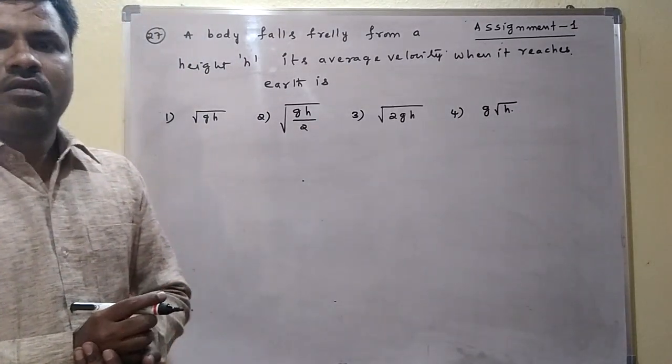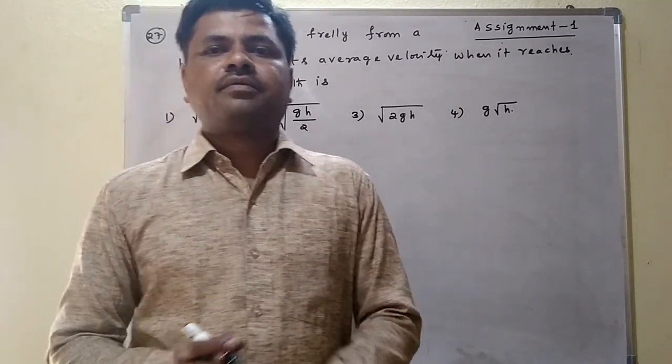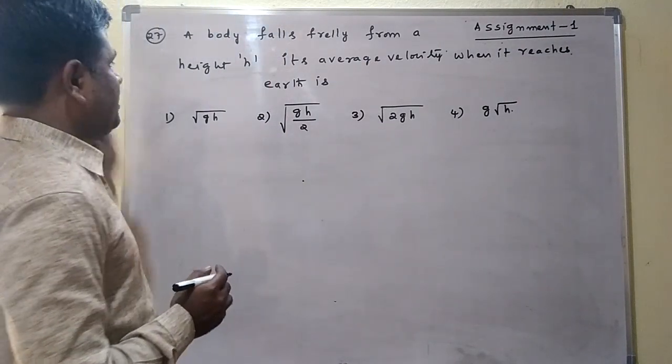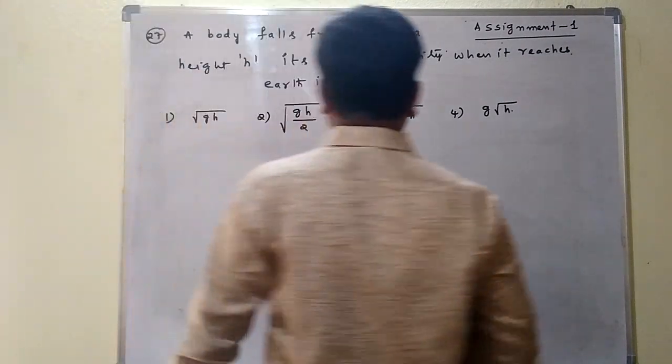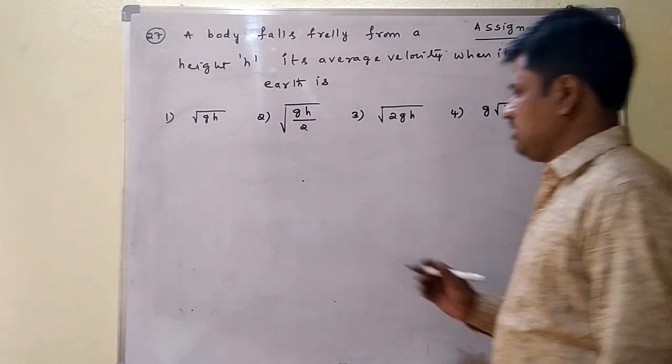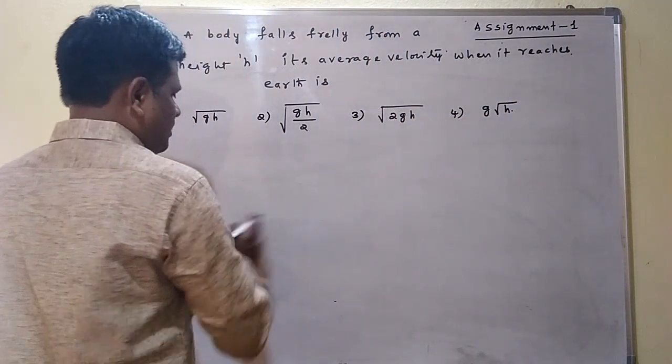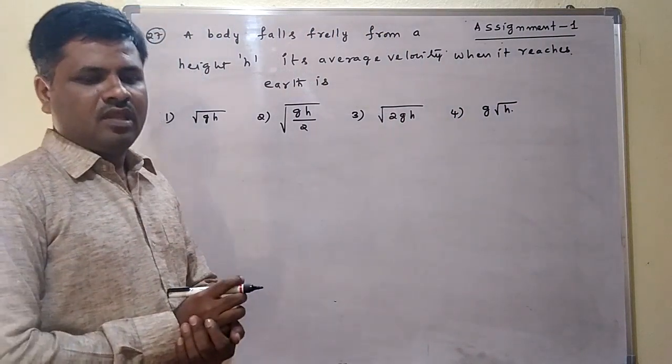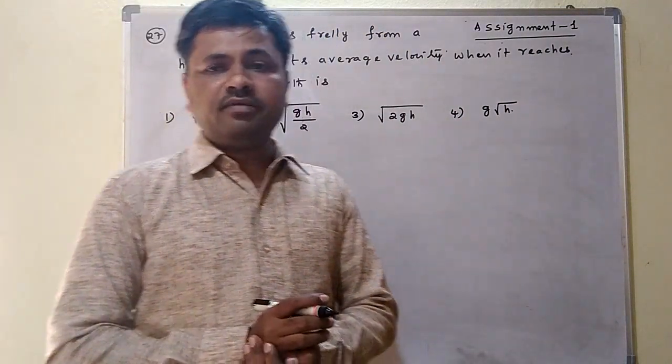See the question number 27. A body falls freely from a height h. Its average velocity when it reaches the earth is, right? This question is from the motion in a straight line chapter.